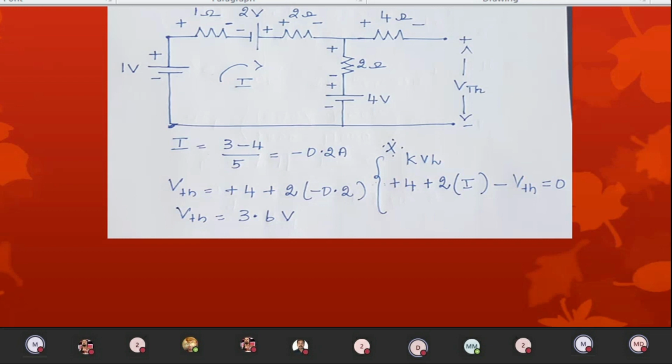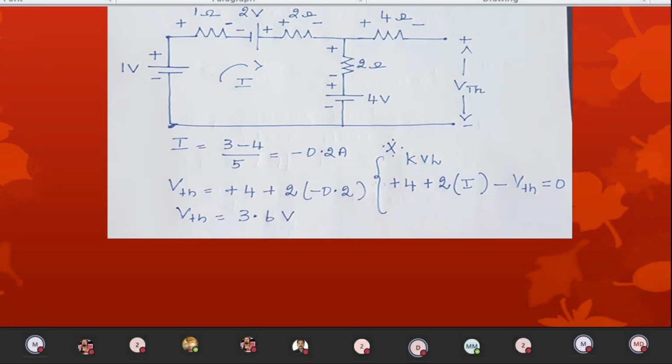V by R first. What is V? Minus 2 plus, plus 2 minus. So 3 minus 4 divided by the total resistance for the first loop, which is 5. So I is equal to minus 0.2 amps. Right. Now what is V Thevenin? For V Thevenin, you have to consider this 4 volt and 2 ohm with respect to the open circuit. Minus 2 plus 4 plus 2 minus, minus 2 plus, again minus 2 plus, plus 2 minus. So 4 minus 0.4 is 3.6 volts.